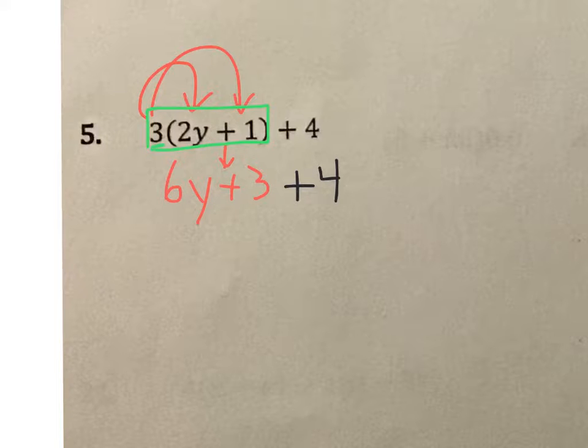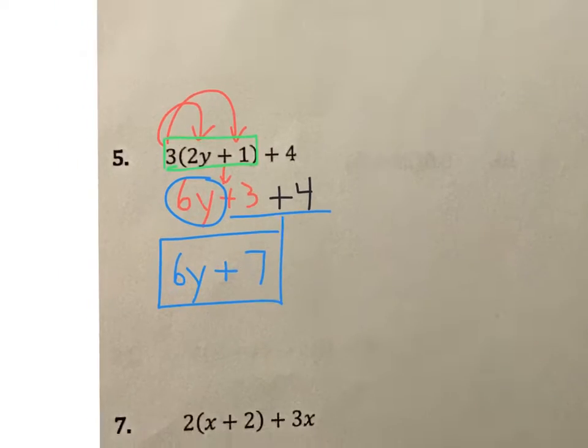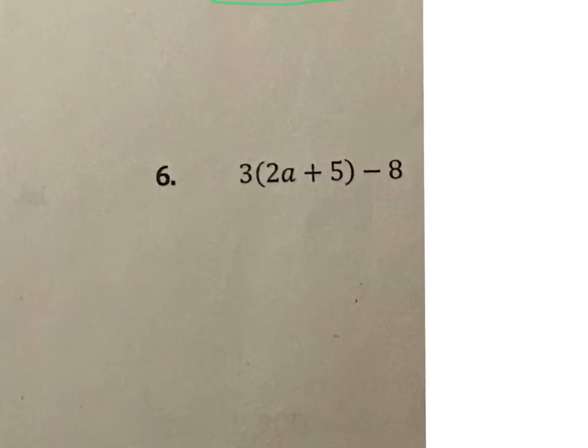Can we simplify? Well, that 6y can't go with anything, so that stays. But 3 plus 4 can be simplified into plus 7, because 3 plus 4 is 7, and that would be your final simplified expression. Isn't this fun? We're really starting to look at this algebra stuff here.